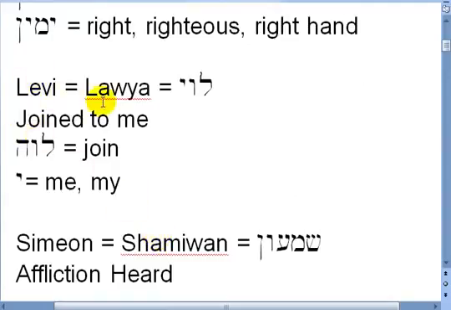All right, Levi, Lawya, join to me. Lawa is the way you say join, and then the Ya at the end of a word is me or my. So when you join the Lawa and the Ya together, it's Lawya. So that's Levi, join to me.